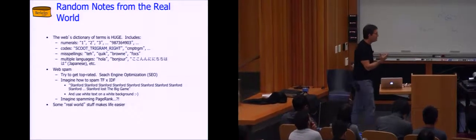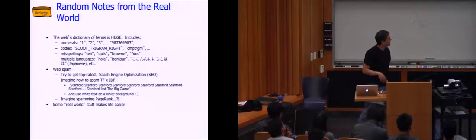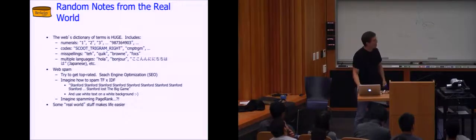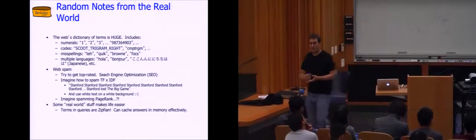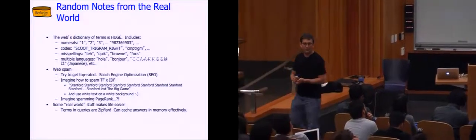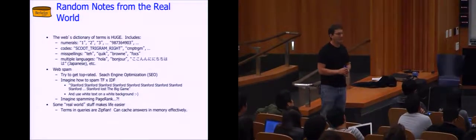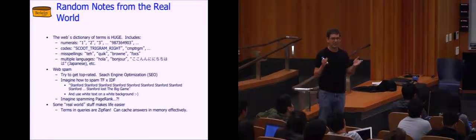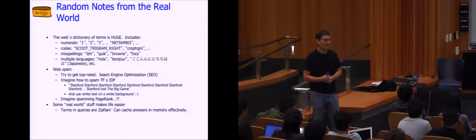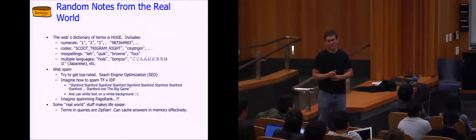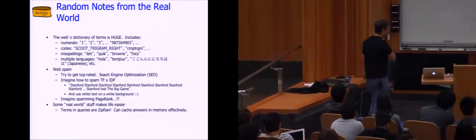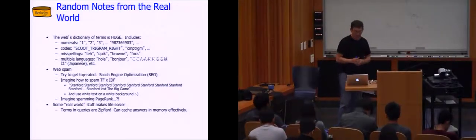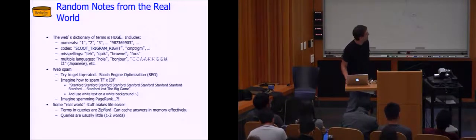You can do it with the topology, you can do it with the content, etc. On the flip side, some real-world stuff makes life easier. Like terms and queries are Zipfian, we know, but that means caching works great. Because everybody asks the Justin Bieber question, it's already been answered a bazillion times. So we can just cache the answer. We don't actually run that query that often. So that makes life very good.